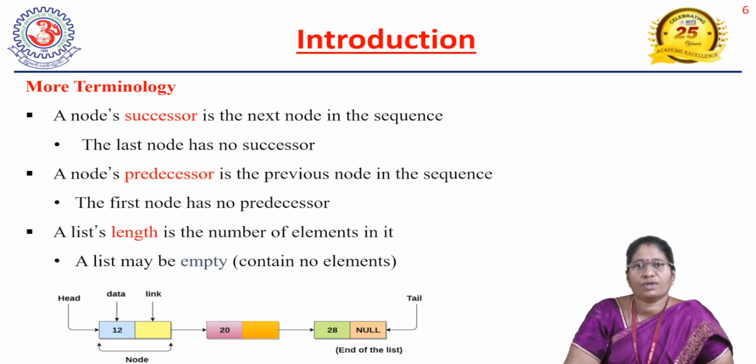If you look at each node, the first part is where elements or data are stored. If you observe your last node, we have to make its link null, because after that there is no node. So we say it is the end of that particular linked list. We can say it is the tail node also.